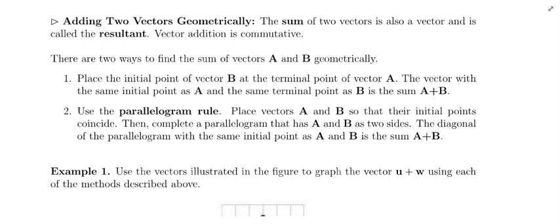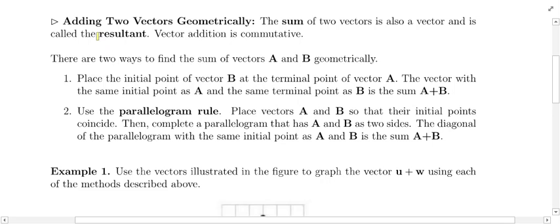Okay, so the sum of two vectors is also going to be a vector. It is called the resultant. You need to know this word because it's going to come up throughout this section, especially when we do application problems. If you add two vectors, the vector that results is called the resultant vector.